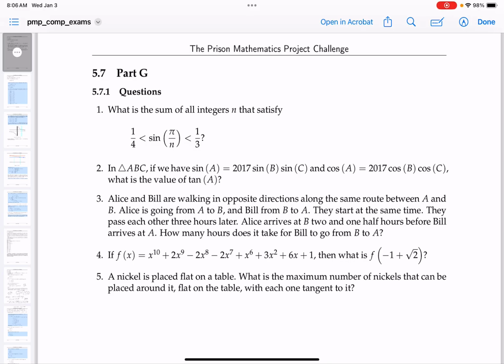Okay, word problems are always difficult. I always have to read and understand what you just read, but it says Alice and Bill are walking in opposite directions along the same route between A and B. Alice is going from A to B, and Bill is going from B to A. They start at the same time. They pass each other 3 hours later. Alice arrives at B 2.5 hours before Bill arrives at A. How many hours does it take for Bill to go from B to A?